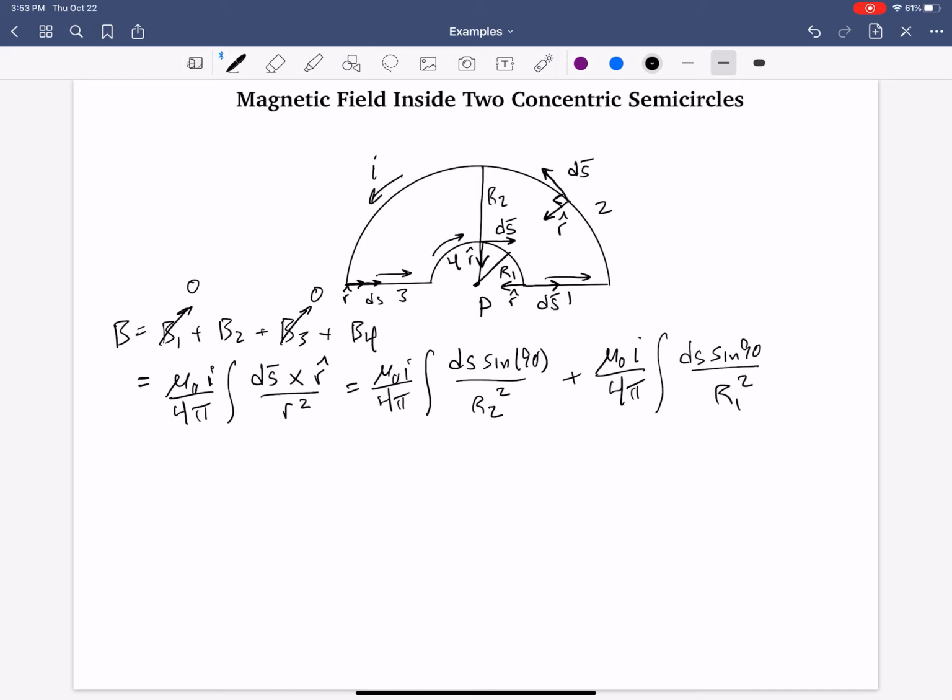We need limits on both of these integrals. So in B2, we're starting over here, and since the current's going counterclockwise, we're ending up exactly on the other side of that quote-unquote circle. So it's a distance of half of the circumference. I'll call that S2 for right now, and this S1. Okay, that's the arc length.